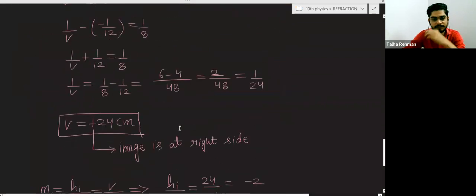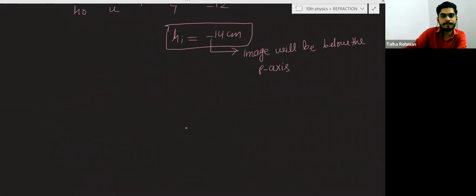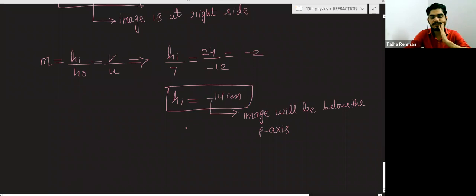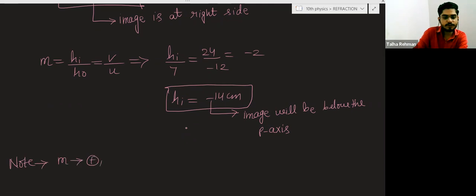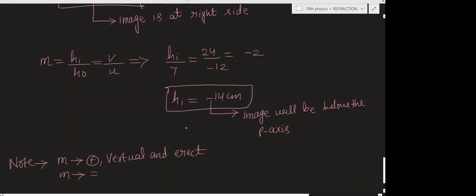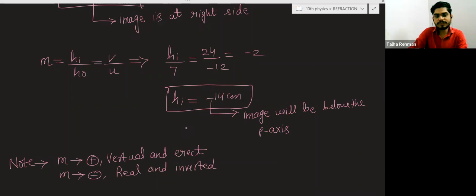Please note one thing here. If your magnification is positive, then your image is virtual and erect. And if your magnification is negative, then the image is real and inverted. So, got it?